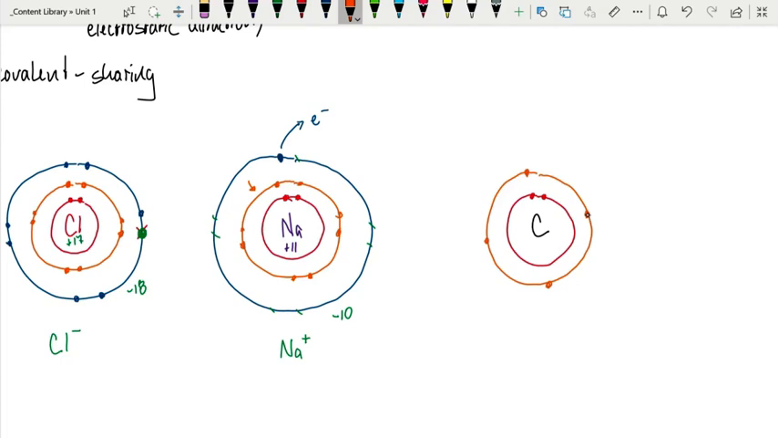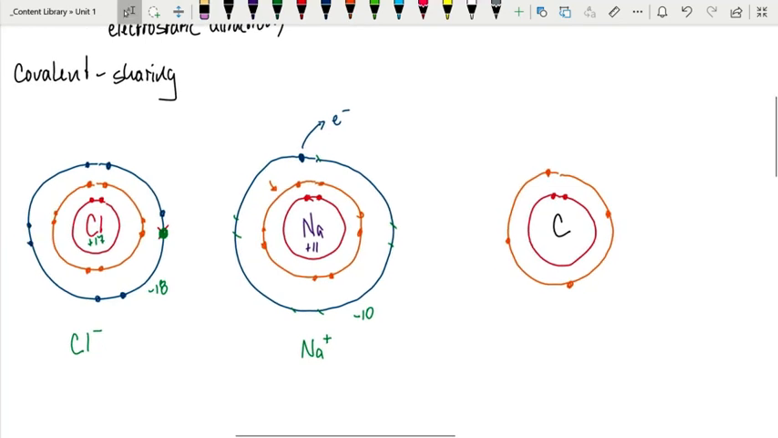Carbon is really, really far away from the noble gases. It's as far away as you can get, right? Sodium was just away by 1, and it just got rid of 1. Chlorine was just away by 1, and it was able to steal 1.